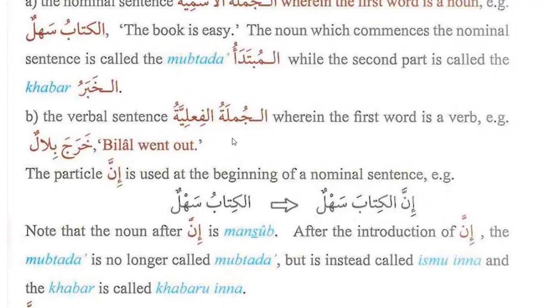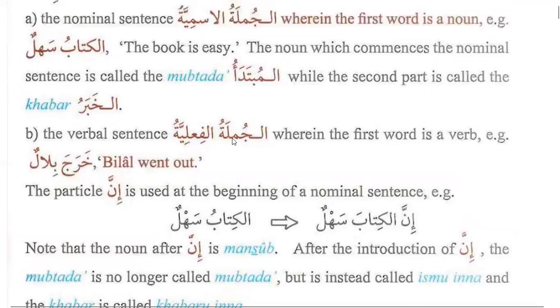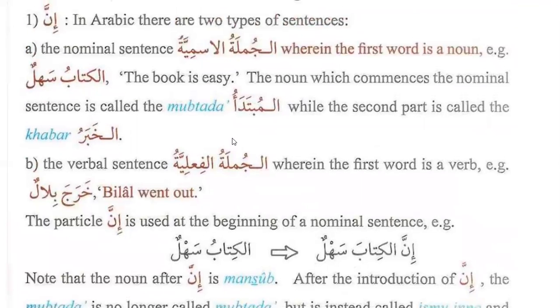Okay, so what are the two types of sentences? Nominal, which starts with an ism, and fi'liya, which starts with a verb. Okay, so what are their names in Arabic? Jumla ismiya, which is the one which starts with an ism, a noun, and jumla fi'liya, which is one which starts with a verb.